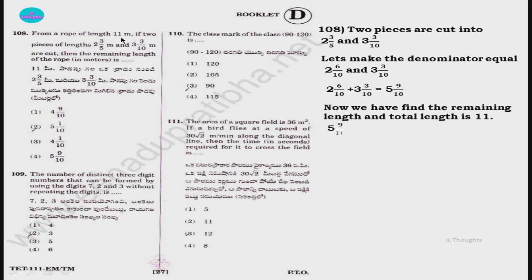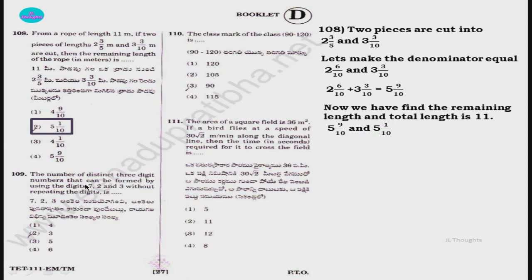It's given that the length of the rope is 11 meters, and we have to find how much remains. To make 5 9/10 up to 11, we see that this is 9 by 10, so to make it 1 we have to add 1 by 10. So 9 plus 1 is 10 by 10, which makes 1, and 5 plus 1 is 6. How much more is needed? 5 1/10.